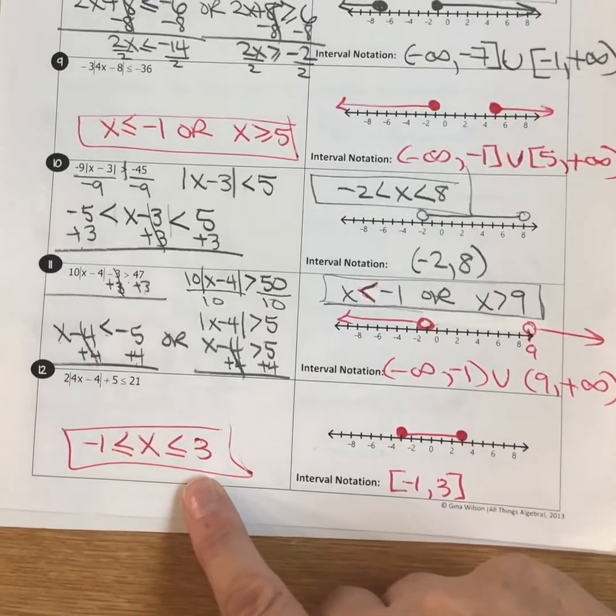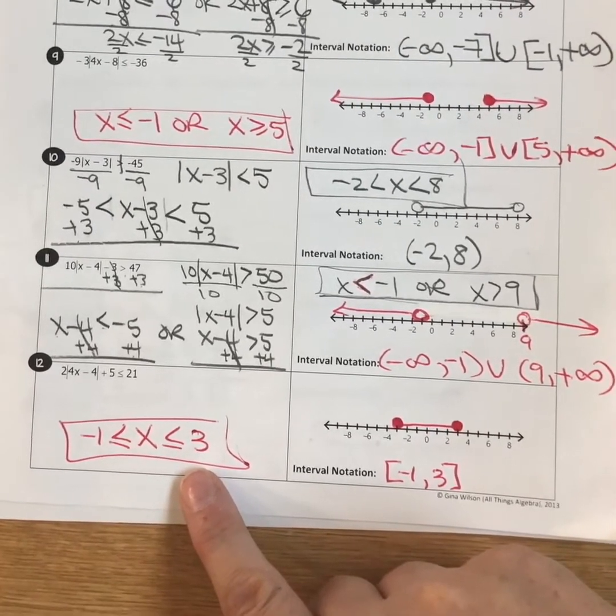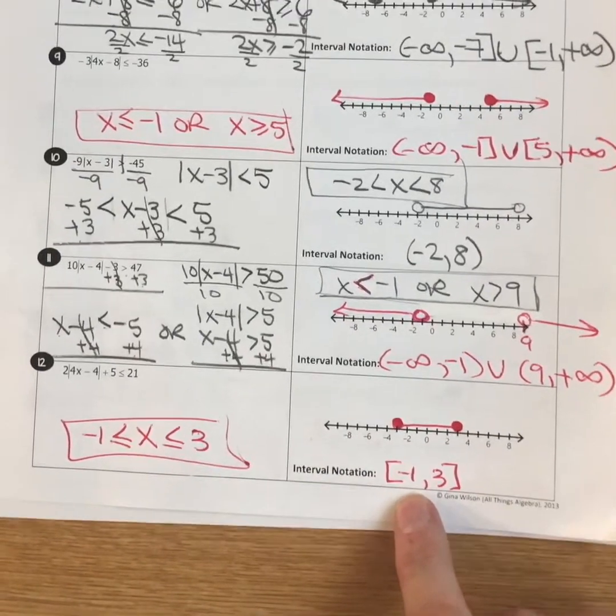And then for the last problem, number 12, you should have negative 1 is less than or equal to x is less than or equal to 3 with the matching graph and interval notation.